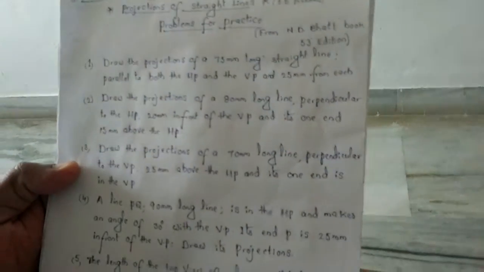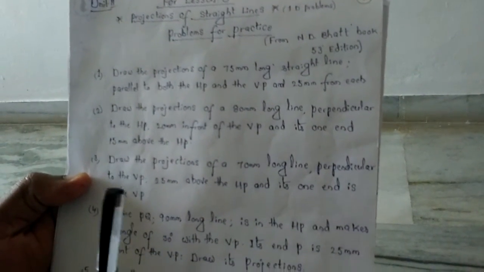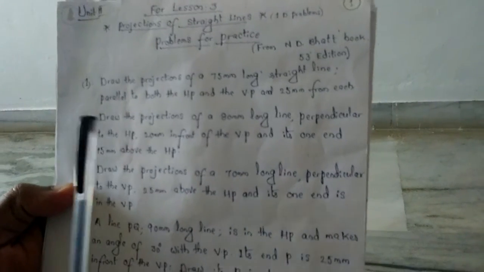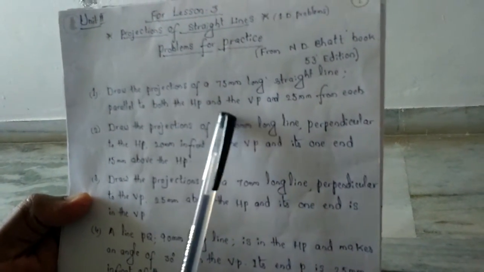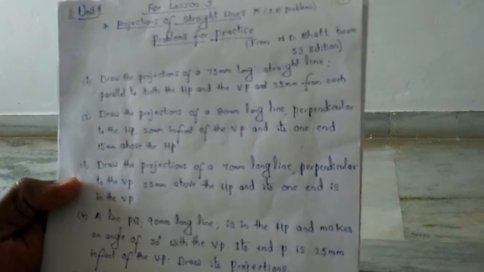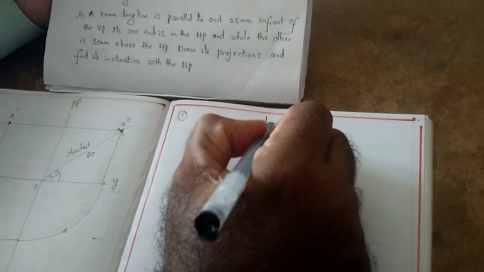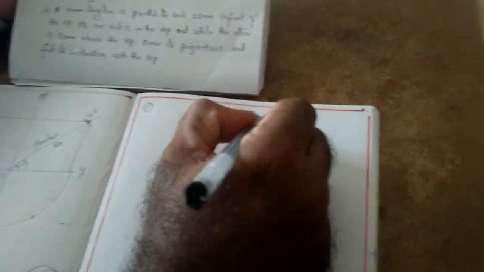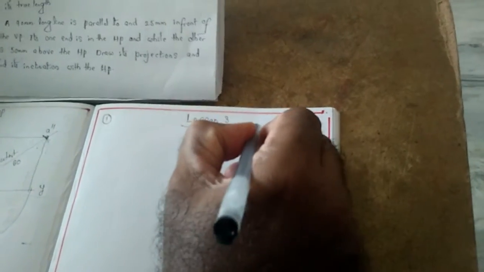Now we want to take the problems of projection of straight lines. Here in lesson number 3 I have given 6 problems for you. Out of 6 problems I want to solve 1 or 2 or 3 problems. First problem: draw the projection of a straight line 75 millimeter long parallel to both the HP and VP. So here the straight line is parallel to both HP and VP. This is lesson number 3 and unit number 2, nothing but projection of straight lines.